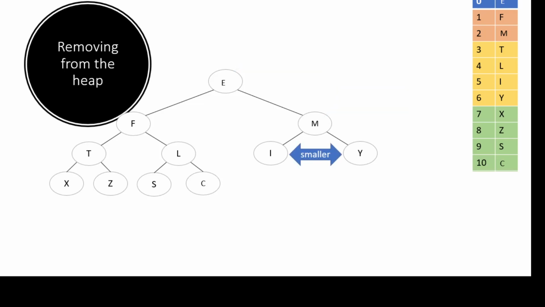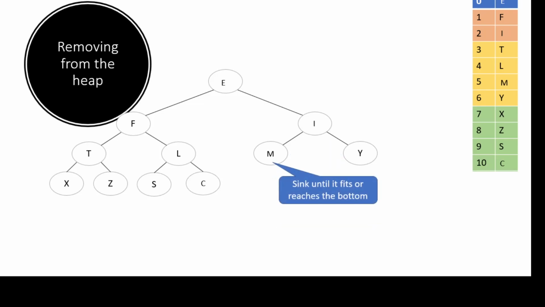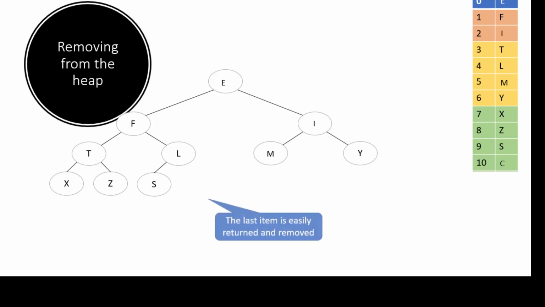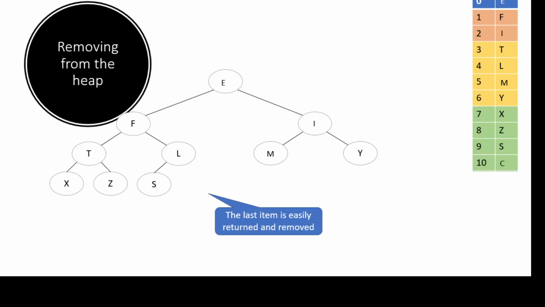I or Y? Well, I is smaller. So I moves up and M sinks down until it either reaches the bottom or it reaches the place where it fits. It's greater than its children. So at that point, the last one is easily removed and returned to the user. So where I remove it or whatnot is unimportant.